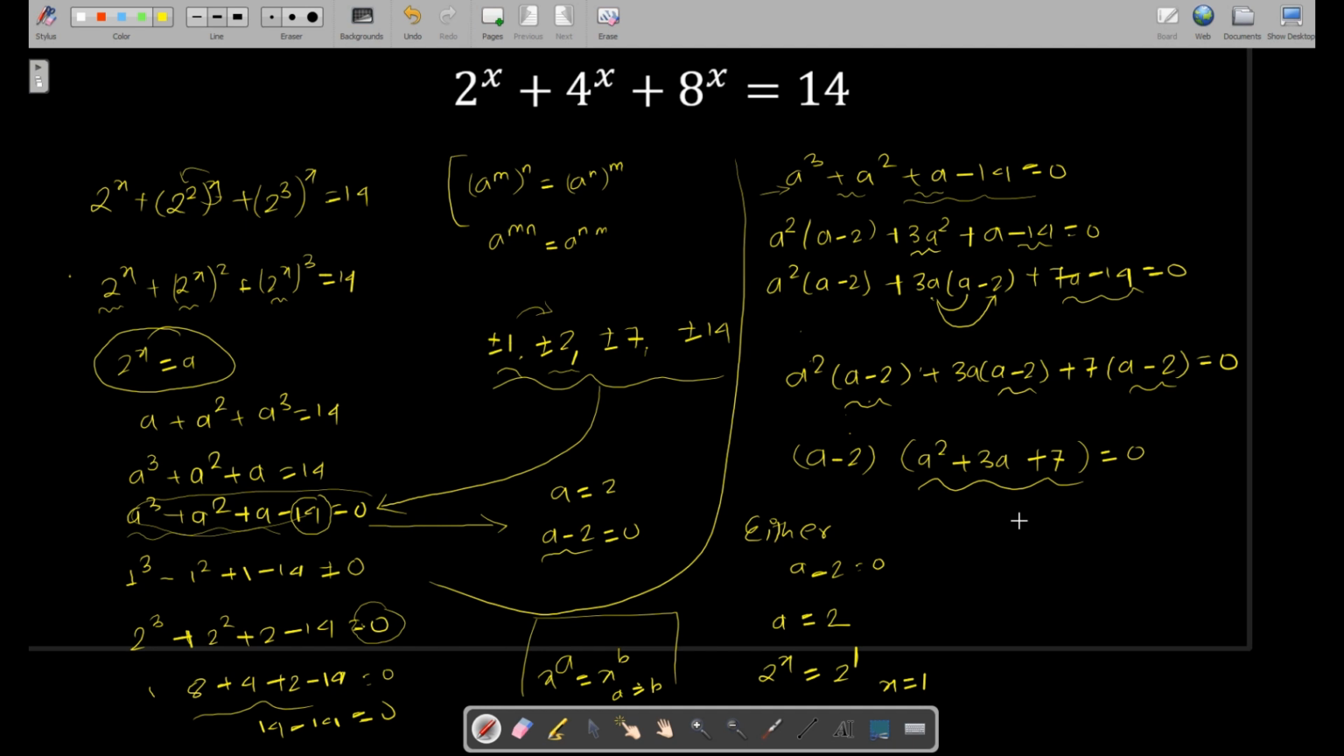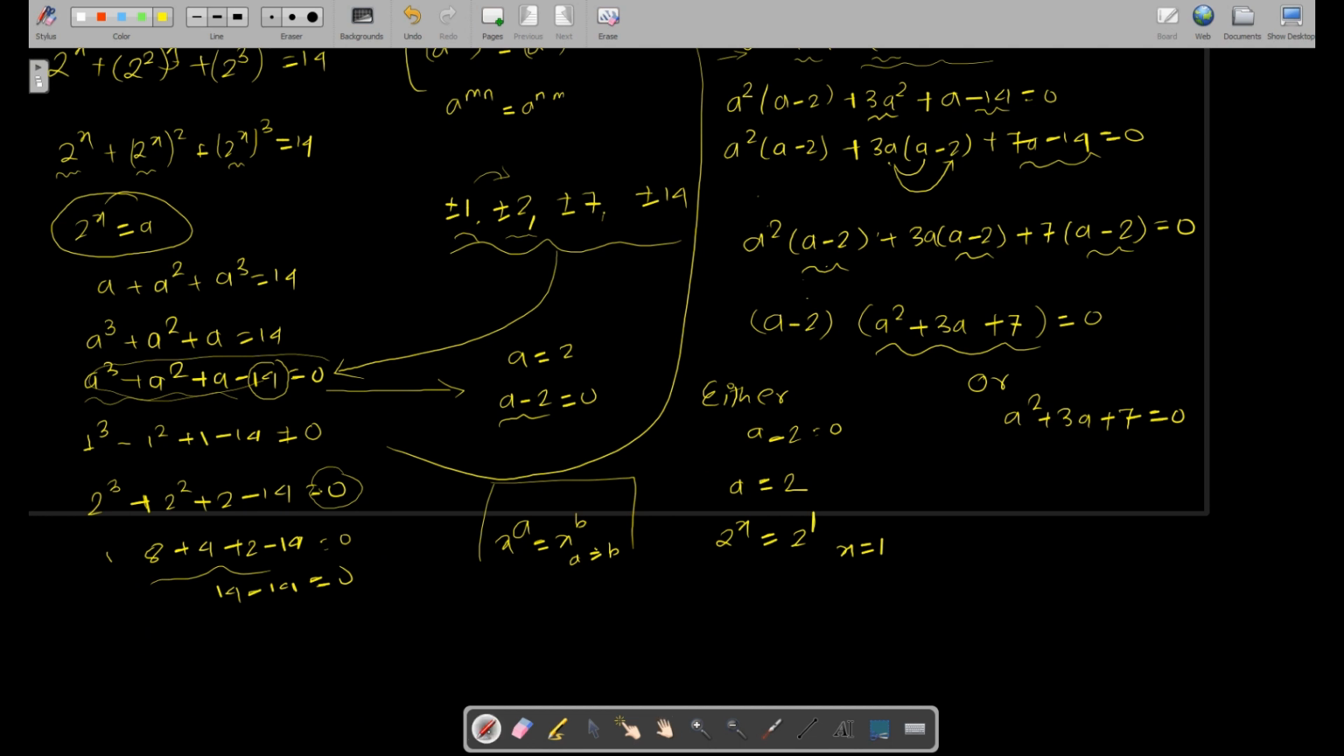Now for the remaining part, let's see this one, a square plus 3a plus 7 equals 0, right? Now, I don't think it is easily factorizable, because while multiplying, the numbers should give 7, and while adding, the numbers should give 3. So I don't think there are such numbers. If you try the middle term factorization, you can't do it. So what I'm going to do here is use the quadratic formula.